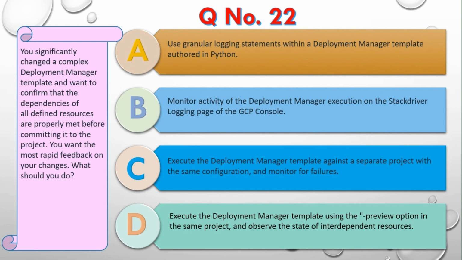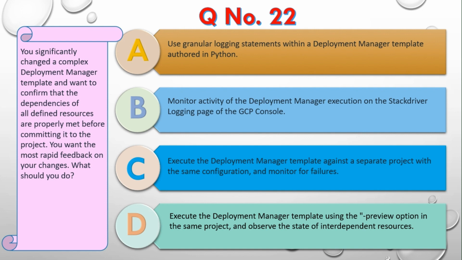Question number 22. You significantly changed a complex Deployment Manager template and want to confirm that the dependencies of all defined resources are properly made before committing it to the project. You want the most rapid feedback on your changes. What should you do? Option A, use granular logging statements with a Deployment Manager template authored in Python.